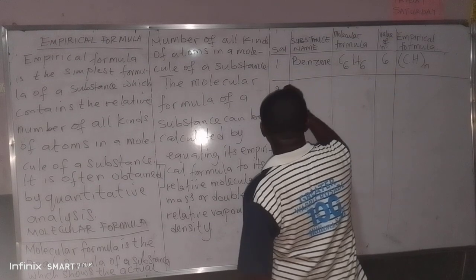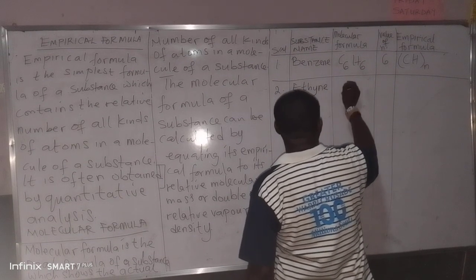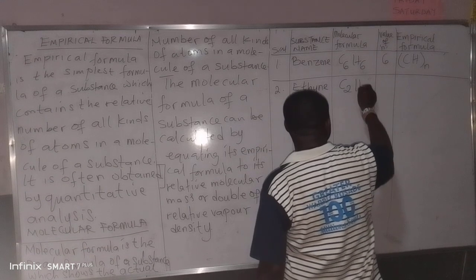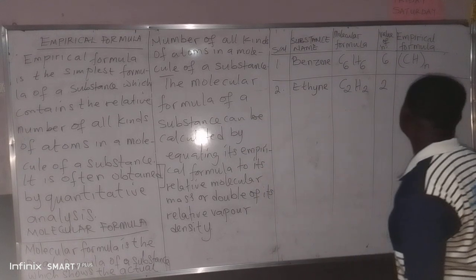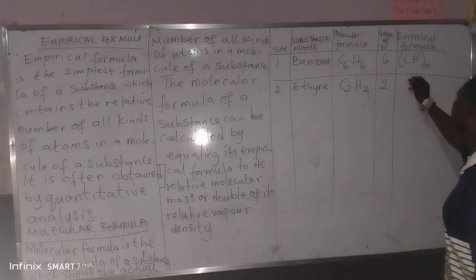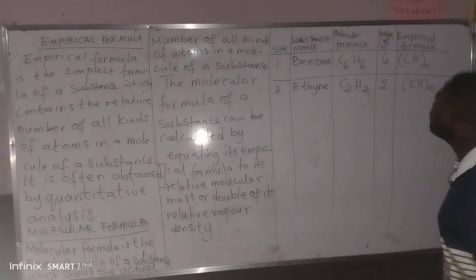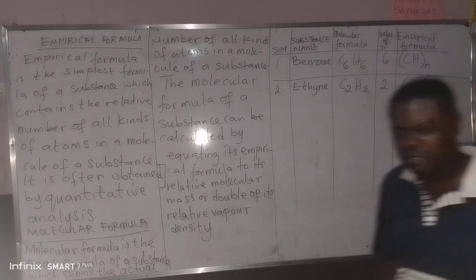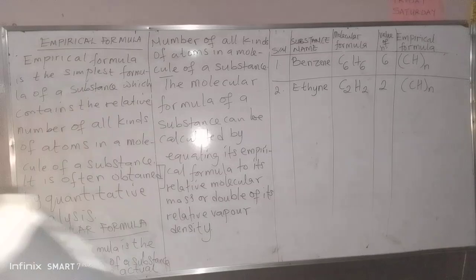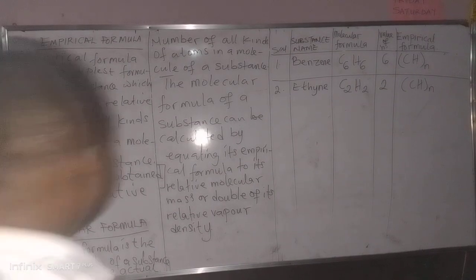Now number 2, ethyne. Ethyne is C2H2. What is common to both carbon and hydrogen is 2. If you factorize it out, it also gives you (CH)n. So it is possible for 2 compounds to have the same empirical formula, but it is not possible for 2 compounds to have the same molecular formula. So that is what you are seeing there.